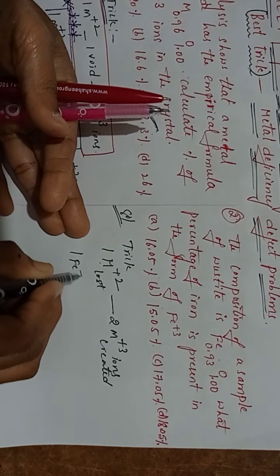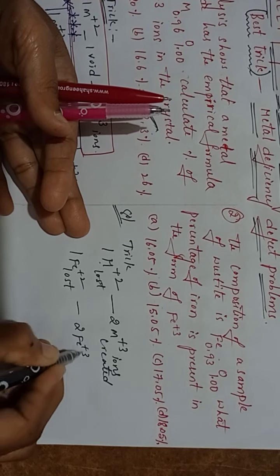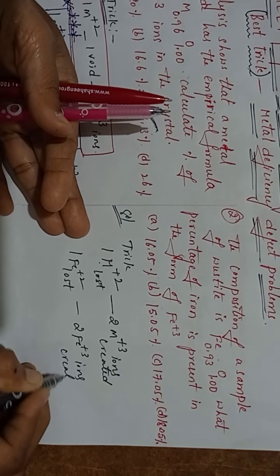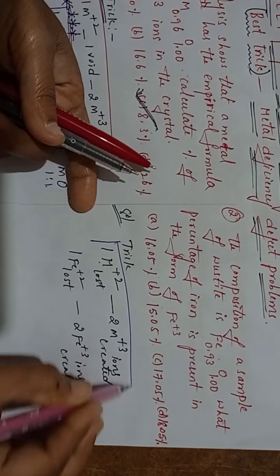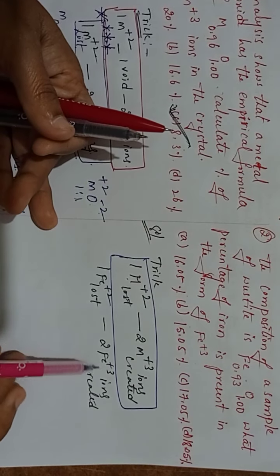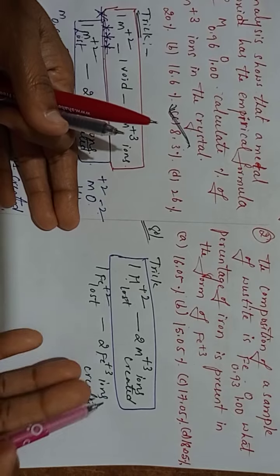So 1 Fe+2 ion lost. Then how many Fe+3 ions are created? 2 Fe+3 ions created. Understanding? So this is the trick, students. You have to remember this trick, then you can find this problem easily. See here, so 1 Fe+2 ion is lost. Then in the crystal 2 Fe+3 ions are created to maintain the electrical neutrality.